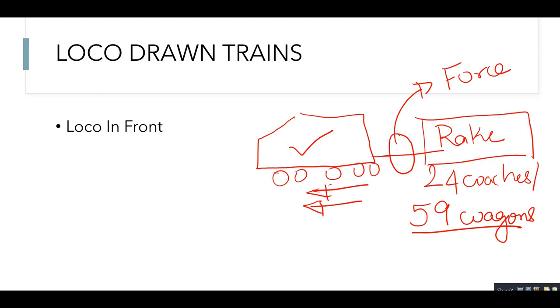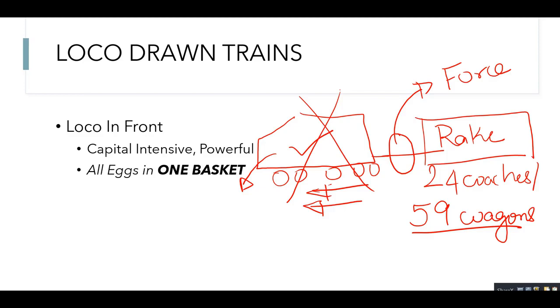So the locomotive needs to be really powerful, and this means that the locomotive has to be an extremely capital intensive and powerful asset. So what happens if the locomotive fails? If this fails, then there is nothing that you can do with this rake. You are stuck in mid-section until you can arrange for a replacement locomotive. So it's equivalent to putting all your eggs into a single basket.